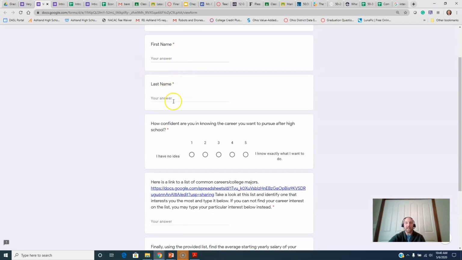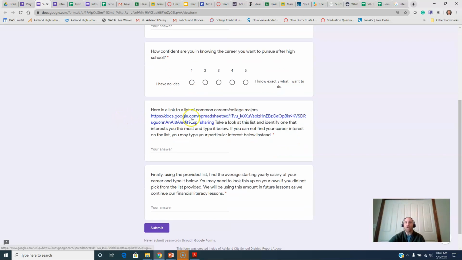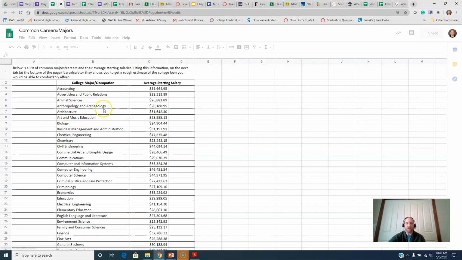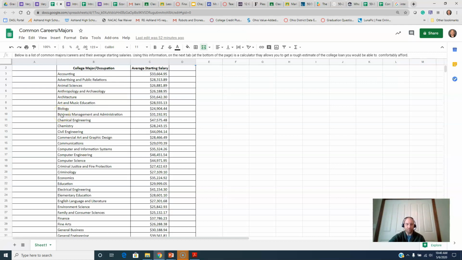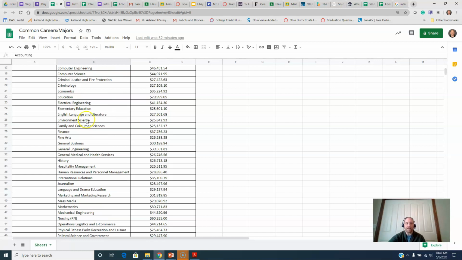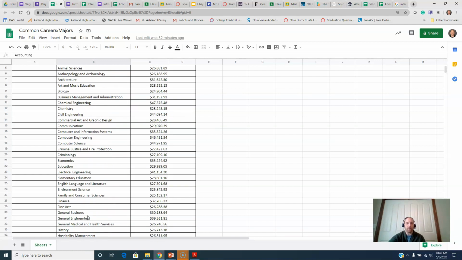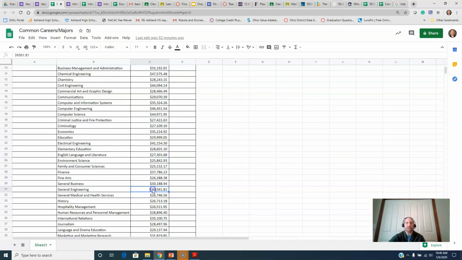So you'll just put your first name, last name, how confident are you in knowing what career you want to pursue. And here I have a link to that spreadsheet I was telling you about. It should work as soon as you click on it. You might need to be logged into a GoArrows account. And again, here are some of the most common college majors and most common careers that people will go into after high school. And it shows next to them how much you can expect to earn on average, your entry level salary.